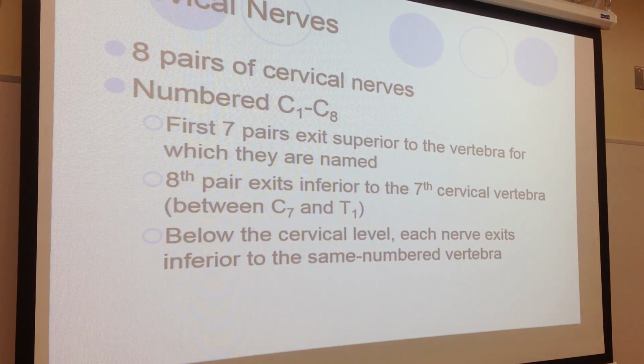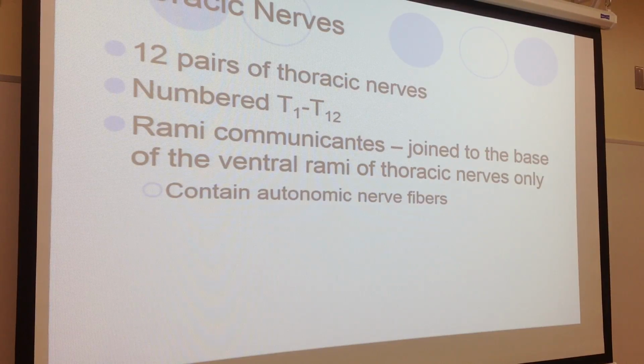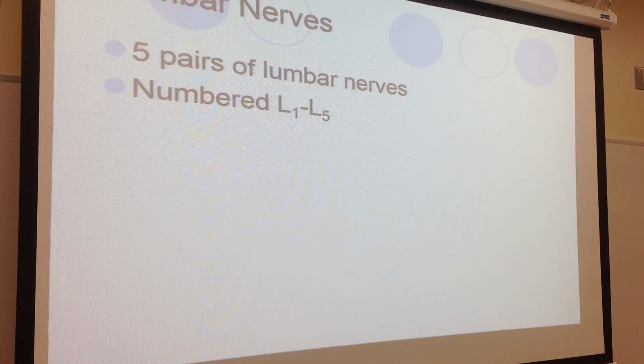Now, from here on down, all the rest, the pair of nerves emerge inferiorly to the vertebra for which they're named. Or I guess you could say inferiorly to their namesake. All right, so now, how many thoracic vertebrae do you have? 12. And you therefore have 12 pairs of thoracic nerves. Now, isn't that clever? All right, now, next, lumbar. How many vertebrae? 5. And how many pairs of lumbar nerves?